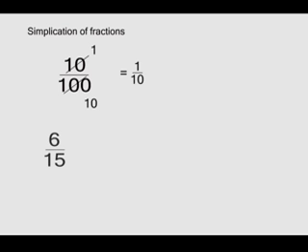Next, simplification of fractions. A fraction should be written in the simplest way possible. So the numerator and denominator should be simplified as much as possible. For instance, 10/100 can be simplified by dividing both the numerator and the denominator by 10. So we have 1/10. Equally, 6/15 can be simplified into 2/5 by dividing both numerator and denominator by 3.